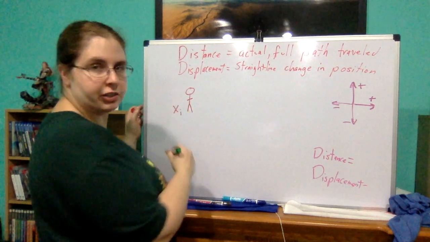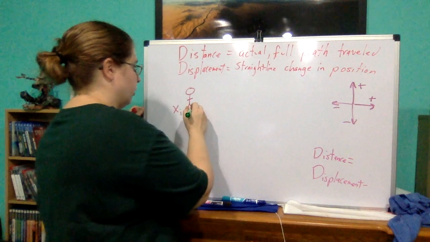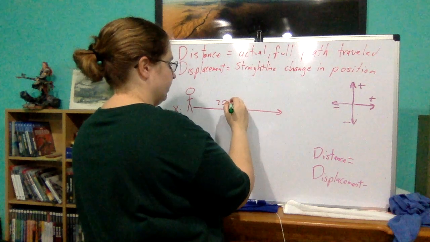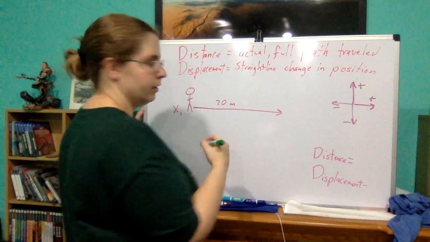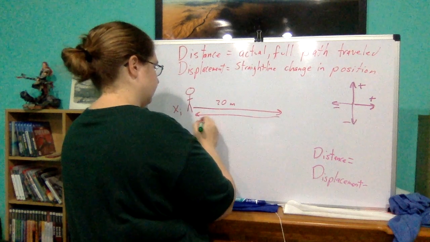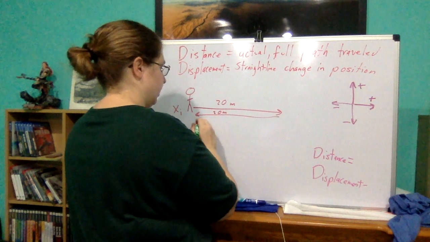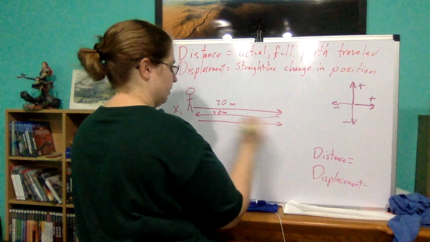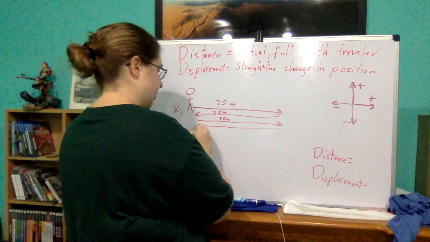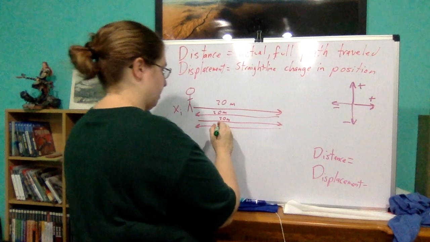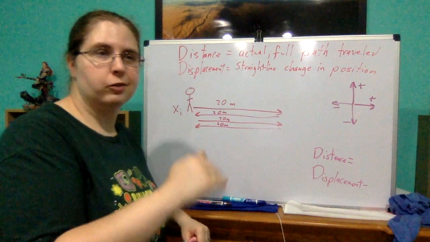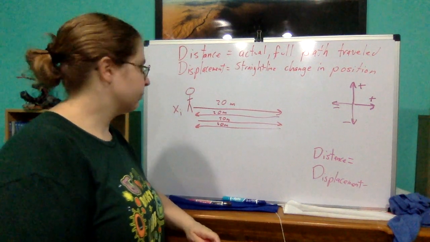That's their initial position. I'm going to go swim 20 meters in that direction. And they come back. It's another 20 meters. Then they go back. That's another 20 meters. And then they come back again. Now this is strictly in the horizontal plane, so we don't have to worry about vertical values.